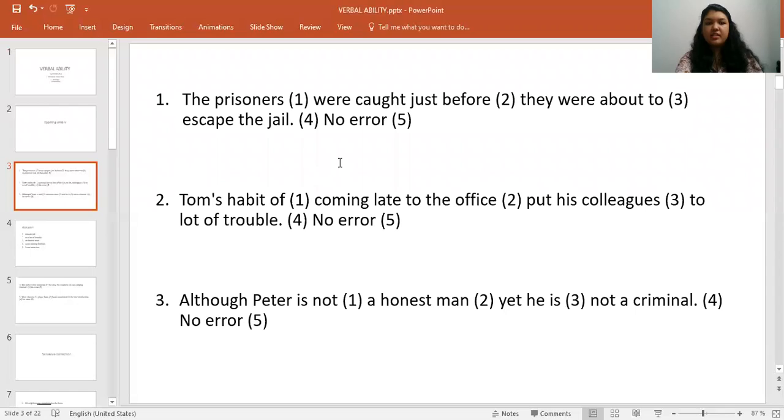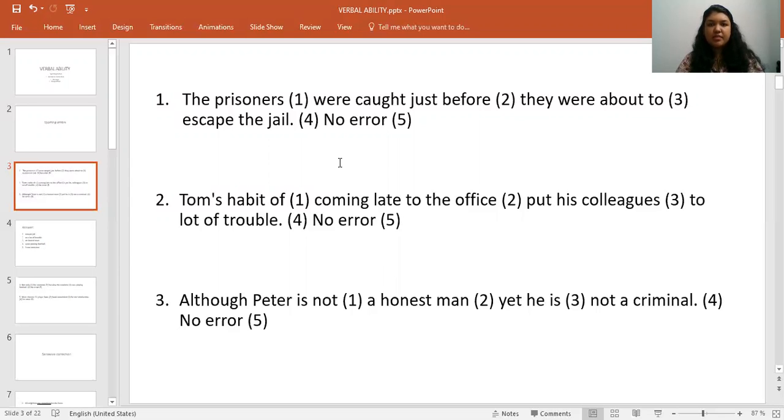So the first sentence here is the prisoners were caught just before they were about to escape the jail, and it is given the fifth one as no error. When there is no error, we'll be considering the option 5. And if we go through the sentence, the prisoners, first part, were caught just before, second, and they were about to, third, doesn't have any errors or mistakes. But when it comes to the fourth part, escape the jail, that is where the error lies.